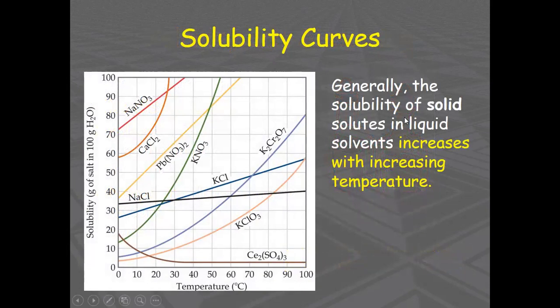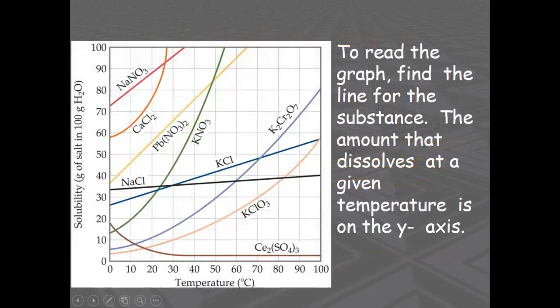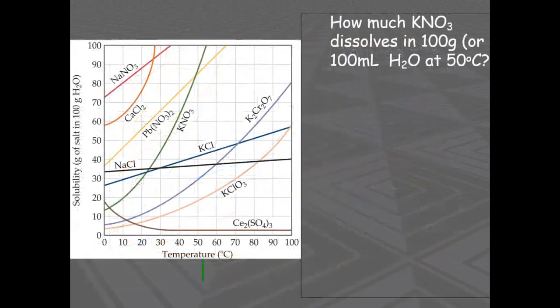Solubility curves. Generally, the solubility of solid solutes in liquid solvents increases with increasing temperature. Look at the temperature and the solubility that increases proportionally for different kinds of salts. To read the graph, find the line for the substance. The amount that dissolves at a given temperature is the y-axis. How much KNO3 dissolves in 100 grams or 100 milliliters H2O at 50 degrees? Look at the KNO3. This is the green line.